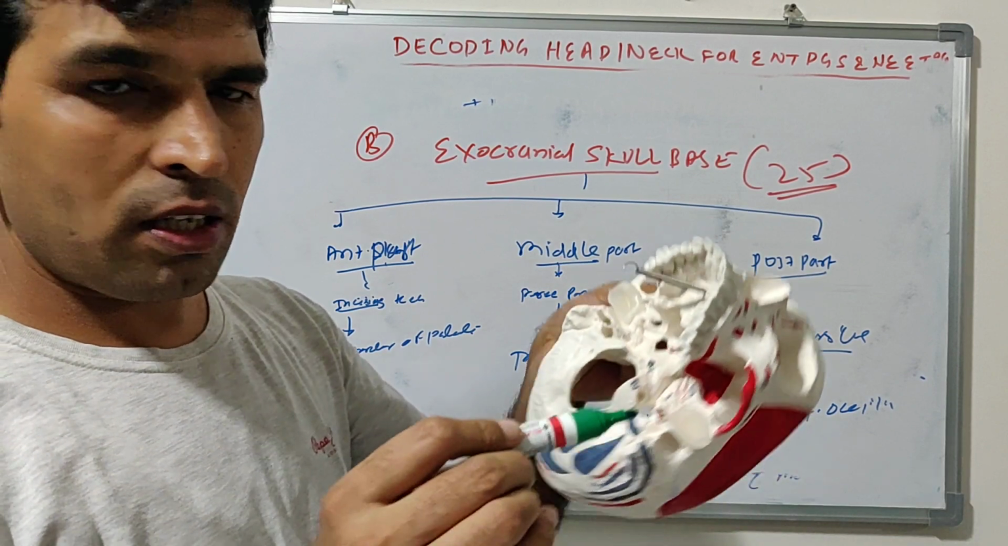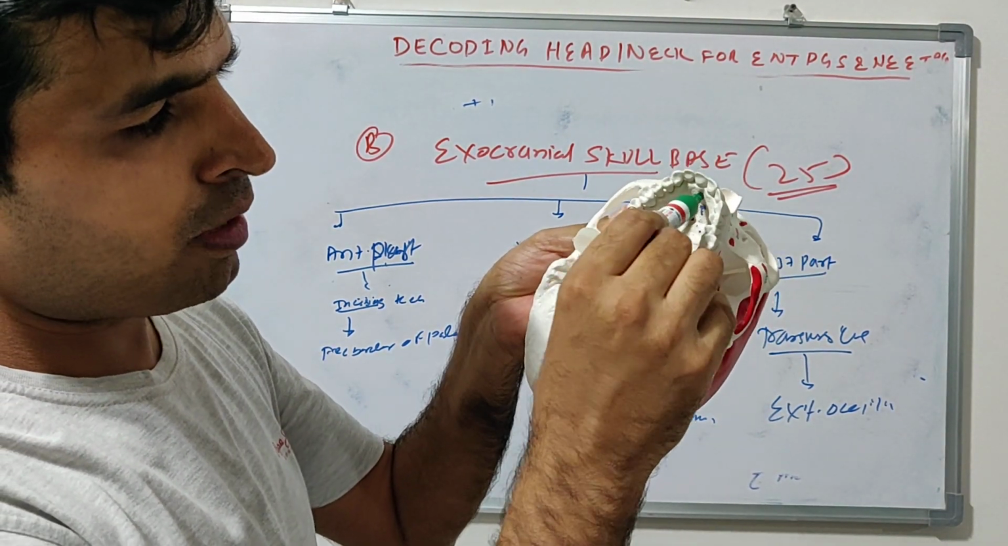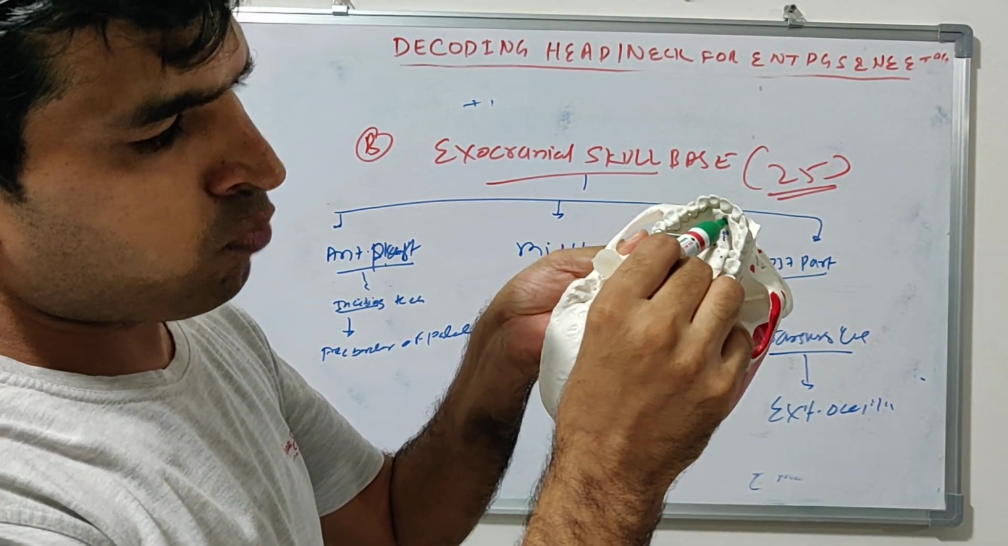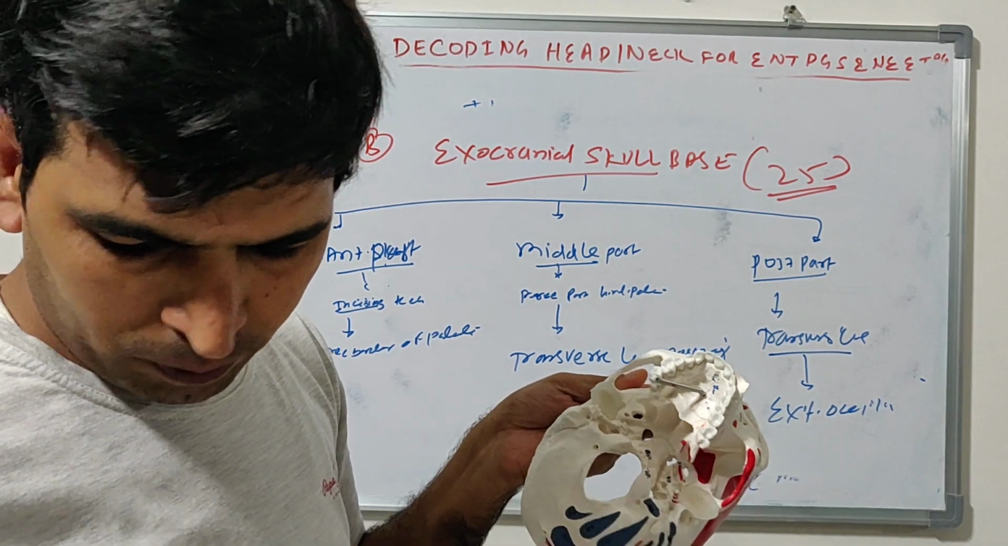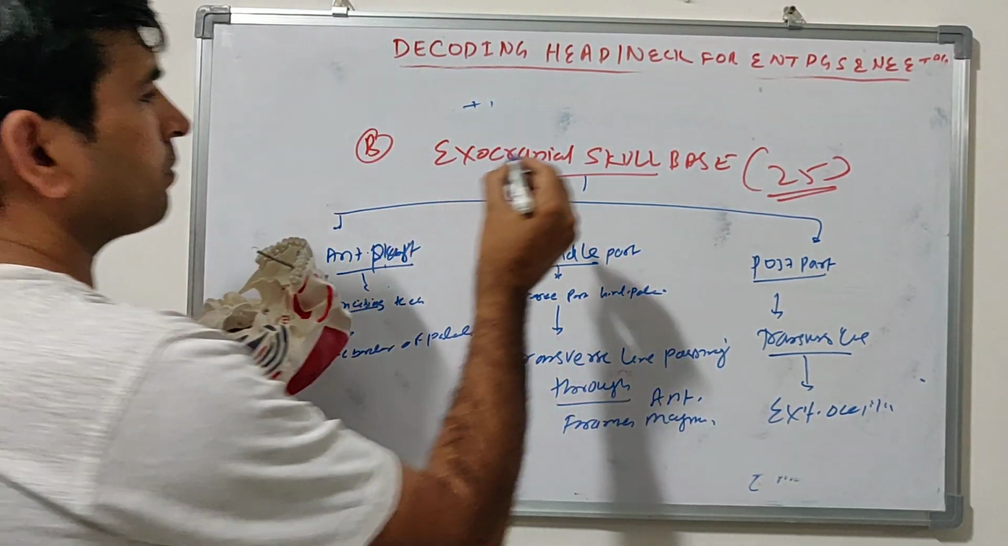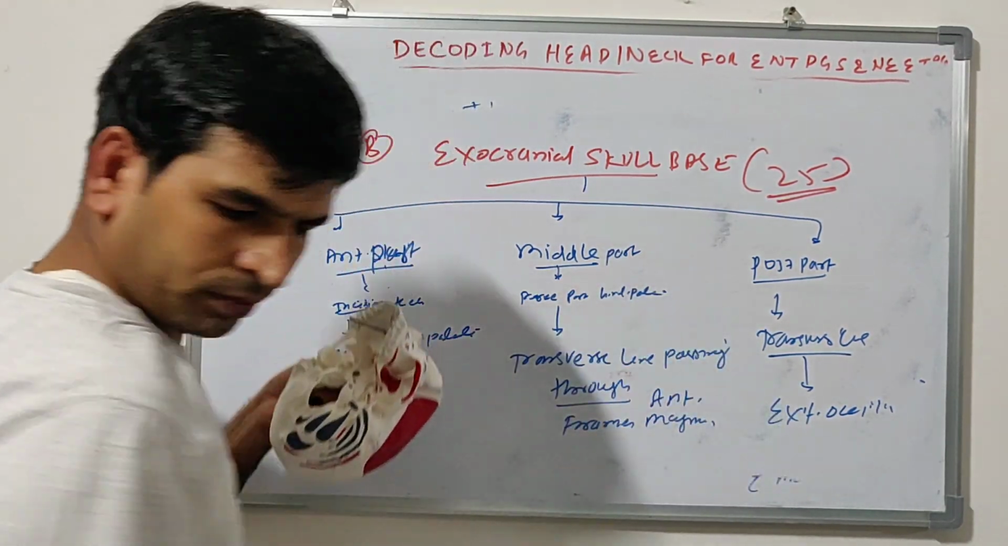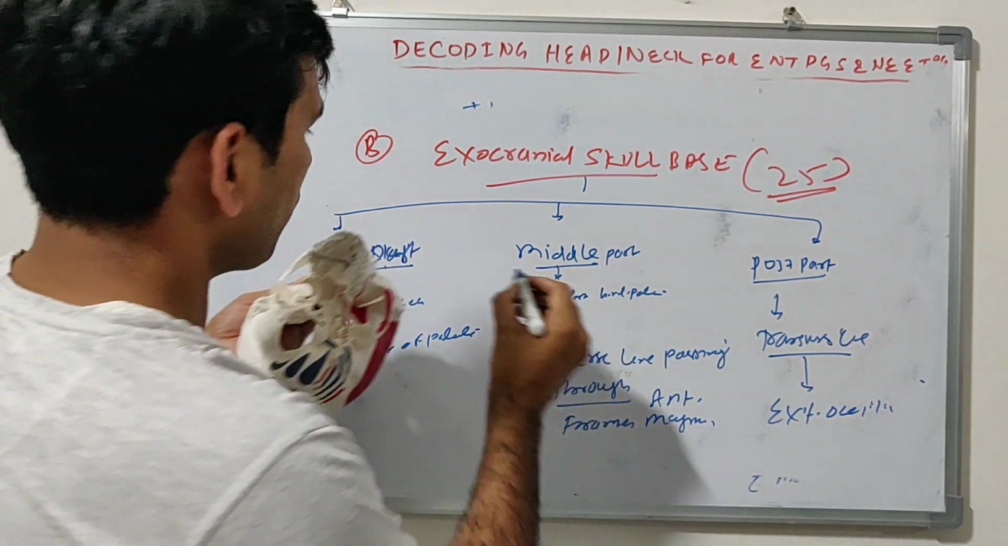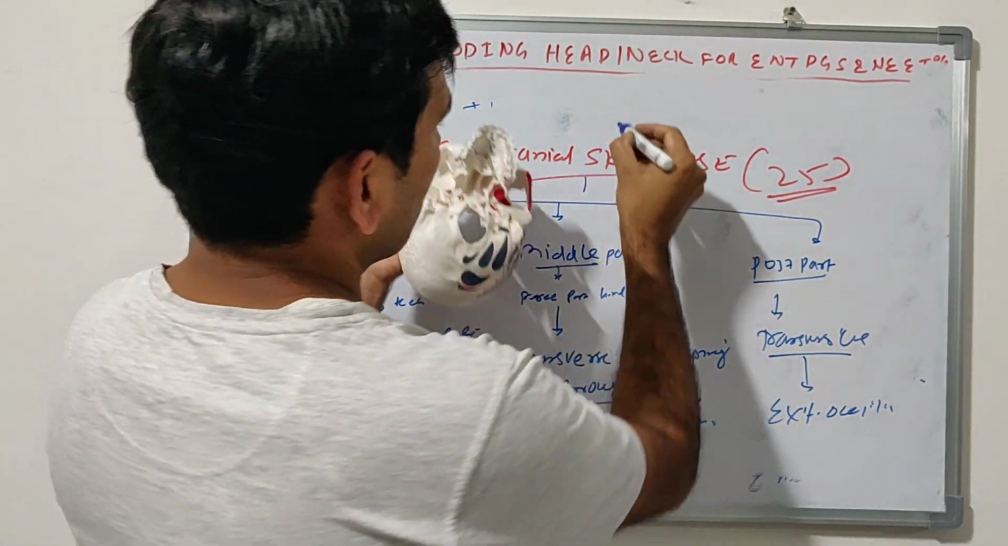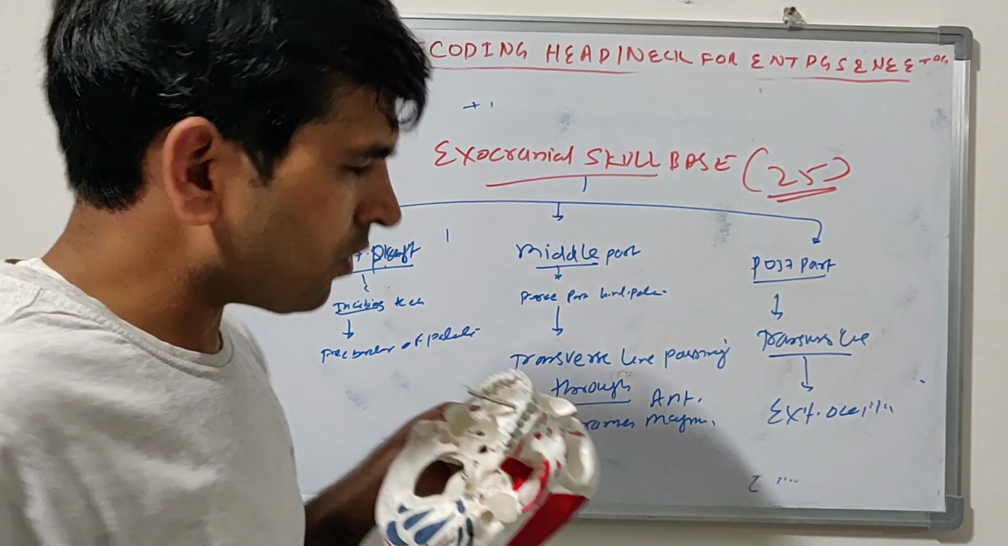Now the main structures in the anterior part: in the primitive palate, there is one fossa called the incisive foramen. Now I have to remove this.